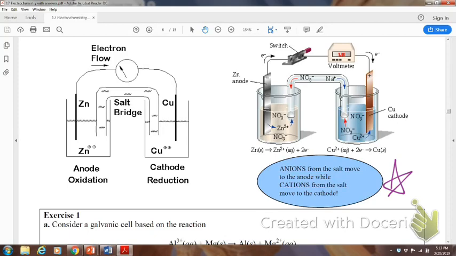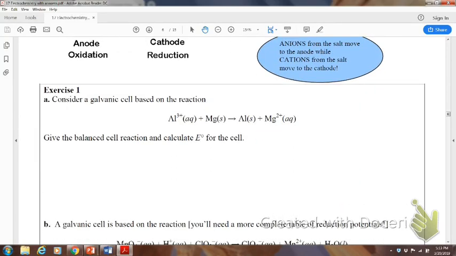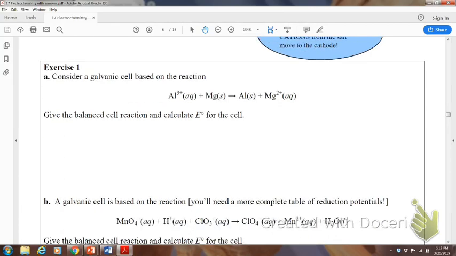Okay, so now let's work a quick problem. We're going to be using those reduction potentials that we just talked about in the last video lesson, so you may have to flip back a little bit. Let's see if I can get that whole thing on there. Nope, I can't get the whole thing on there. So this says consider this galvanic cell. Let's just get used to this right now.